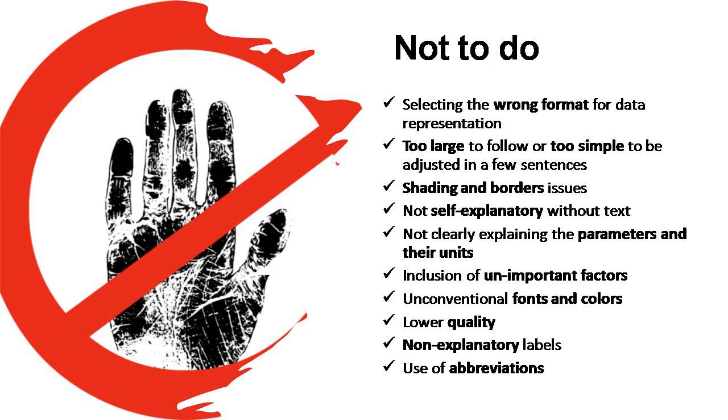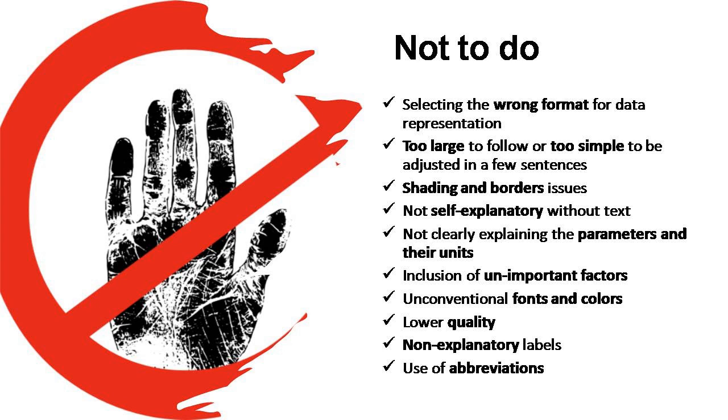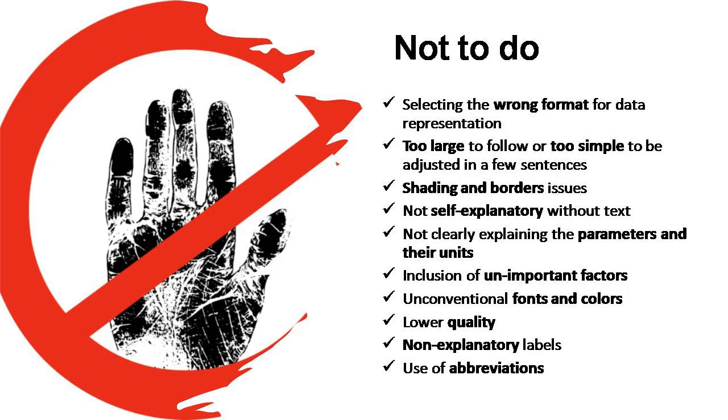Shading and bodies are definitely important. You have to take care about that. The shading and graphics must match the layout of the table, the layout of the page which you are using. Not explanatory without text. You have to be careful. If your table is not explanatory solely without the text, without the paper, then the reader will not be able to get some points from your paper.